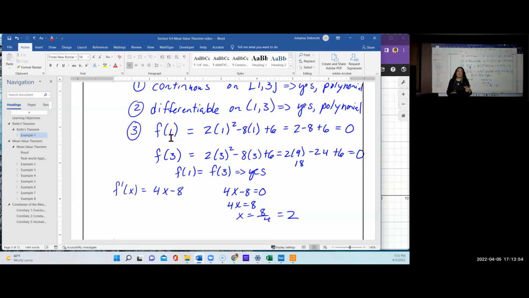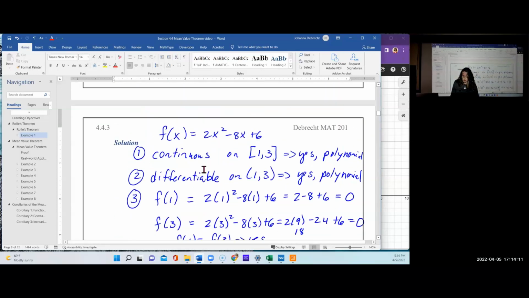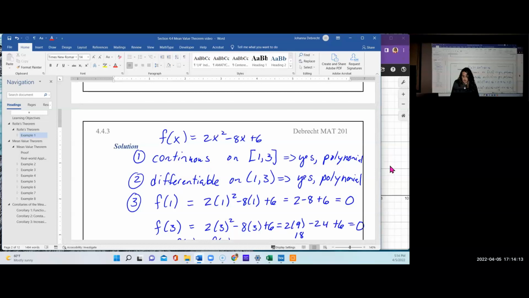So in this case, we've seen that there is a value for which the derivative, the slope of the tangent line, is equal to 0 when the endpoints, the outputs or y values, are the same at the endpoints. Let's graph this one onto a graph and see what it looks like.